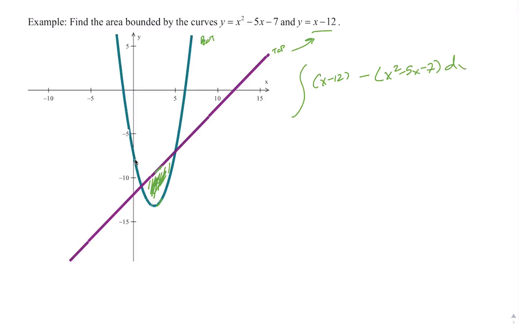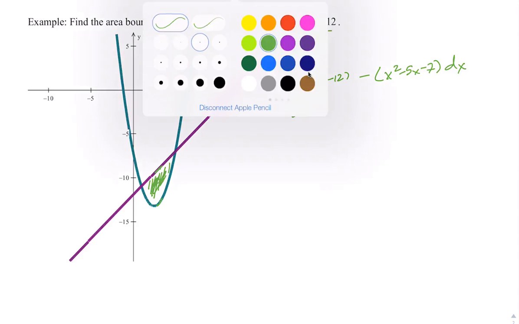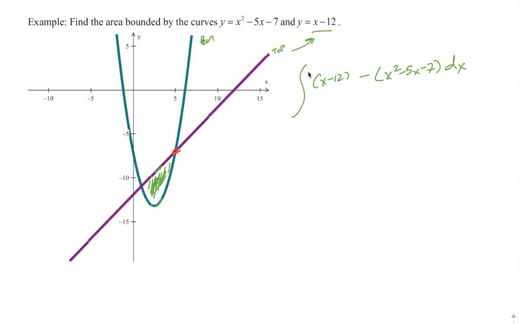What I do not know are the limits. They didn't give me the limits here. It looks like it's something past 5. It looks like it's something past 0. I actually got to find it. Now, the way you find your limits is you find the intersection, which is you set them equal to each other. So I'm going to set x squared minus 5x minus 7 equals x minus 12.